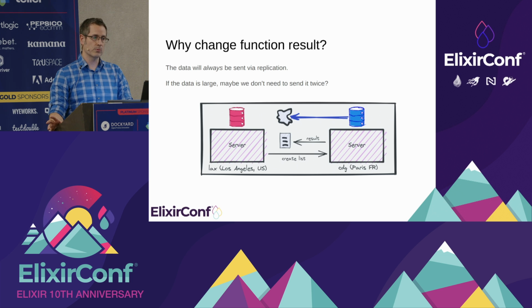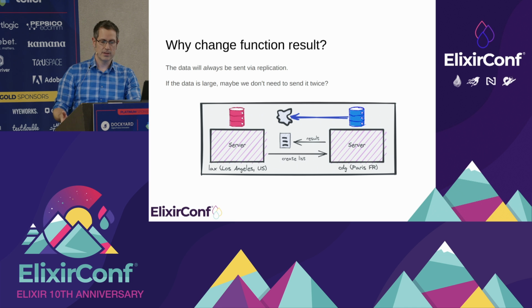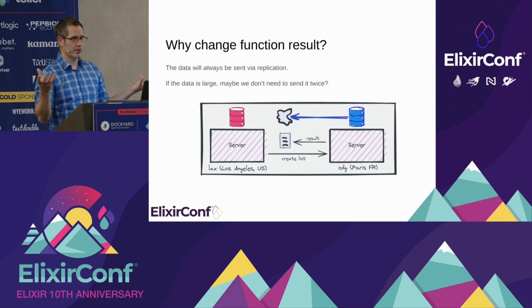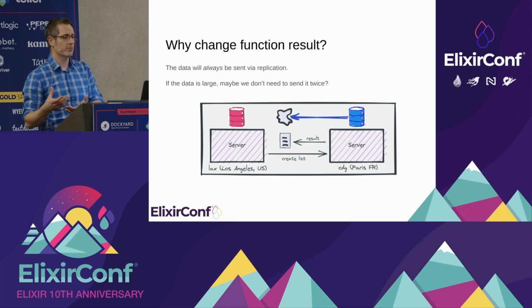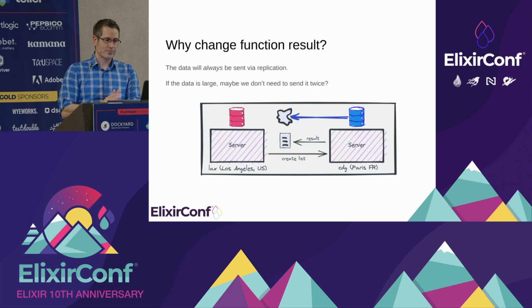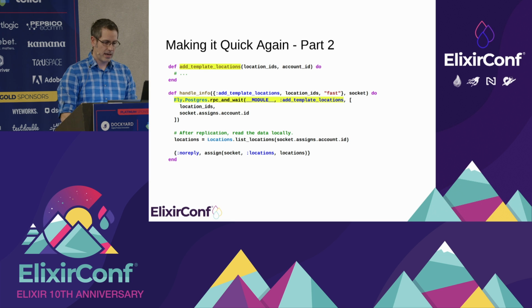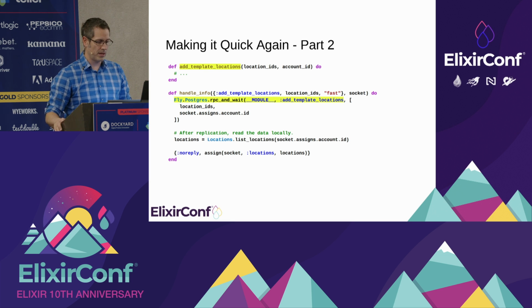So why did I change the function result? Really it's because the data is always going to be sent by replication. We already know that's happening with the replication, so why also send it in a different form as the result of my function call? The whole idea is, instead of returning the data in two different forms from my call, I'm going to only send it once through replication, and then after that, in the second line from the bottom, I'll just load my list of locations out after they were already sent over.